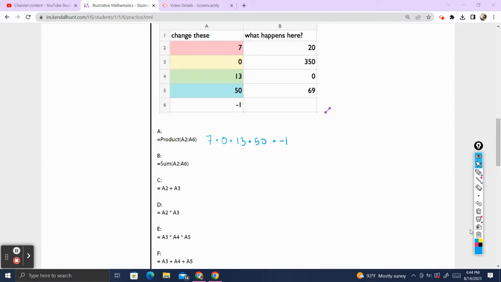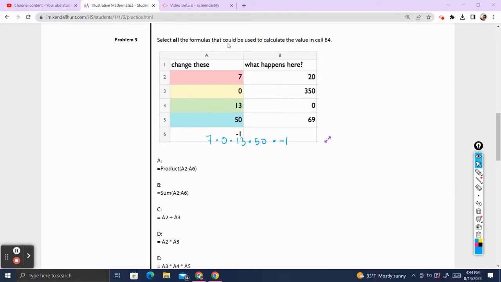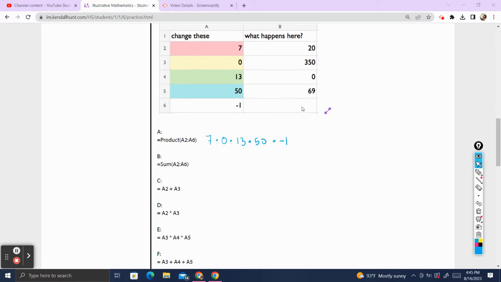Now let's do a real quick check at the question. We want to know which formulas could be used to calculate the value in cell B4. And over here, we know B4 is equal to 0. If we take the product of all of these guys, well, 7 times 0 is 0, 0 times 13 is 0, 0 times 50 is 0, 0 times negative 1, that's 0. So here's one of our answers. What about the sum of A2 to A6?